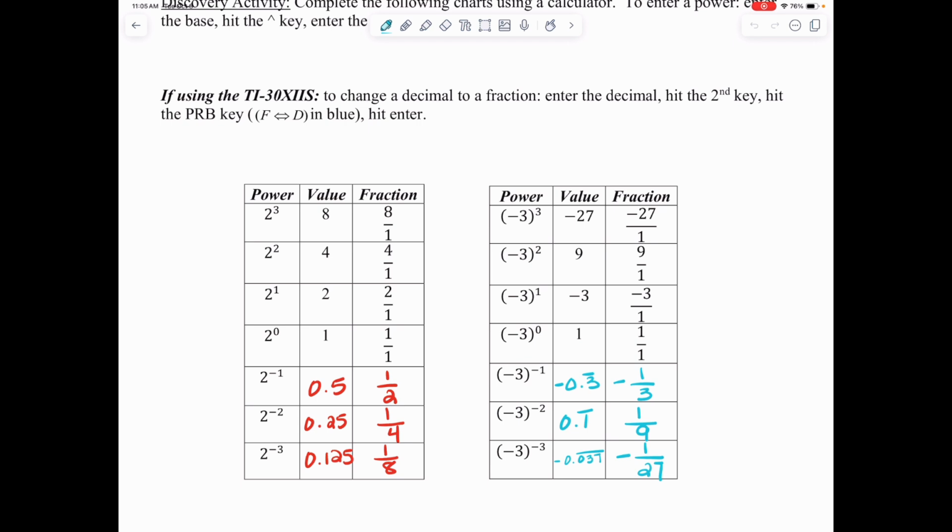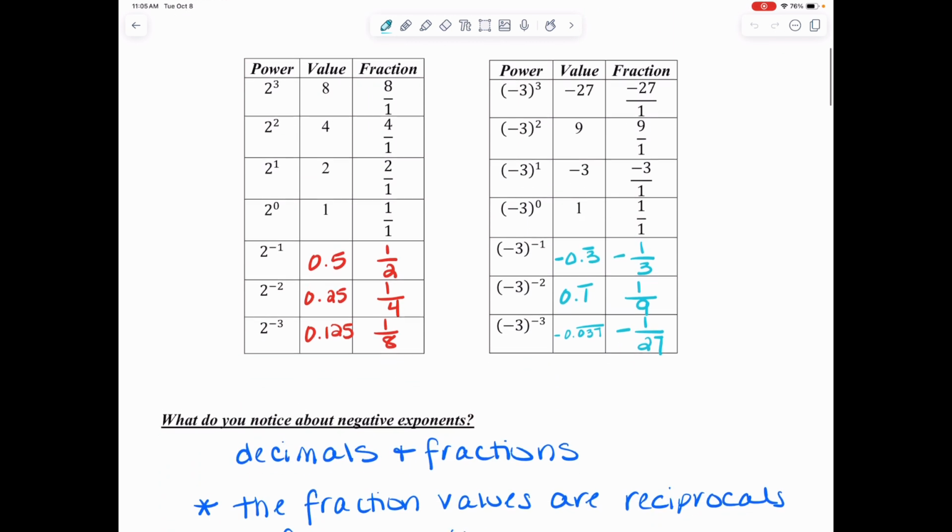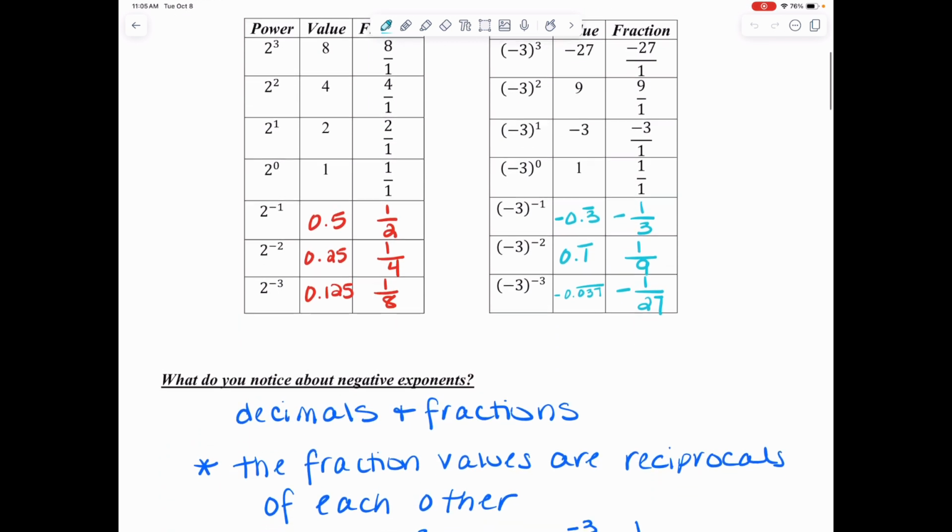For the table that had a base of negative 3 on the right, you should have had negative 3 to the negative first as negative 0.3 repeating or negative 1/3. You should have had negative 3 to the negative 2 as 0.1 repeating or 1/9. And you should have had negative 3 to the negative third as negative 0.037 repeating, which is negative 1/27. So I was hoping that you would see that when we have negative exponents, we're getting decimals and fractions.